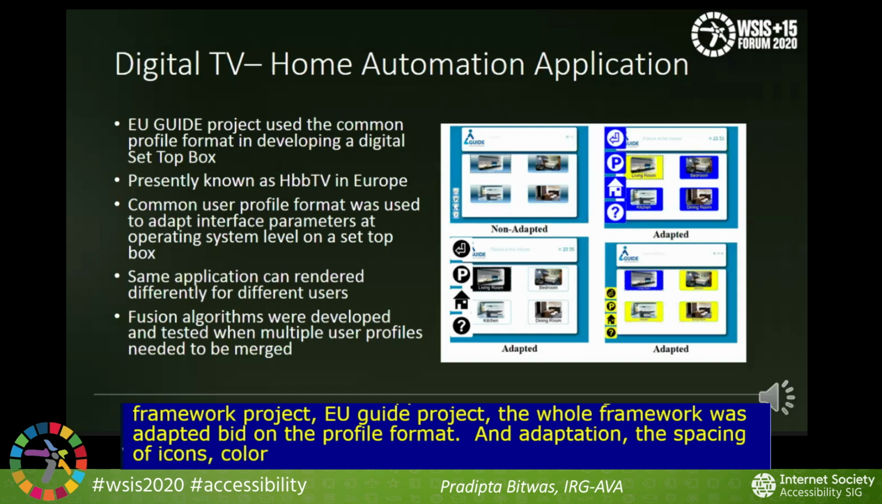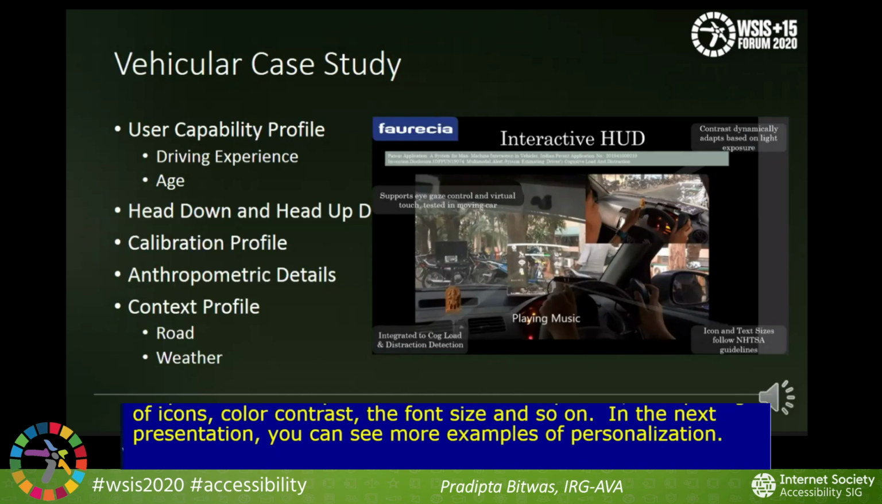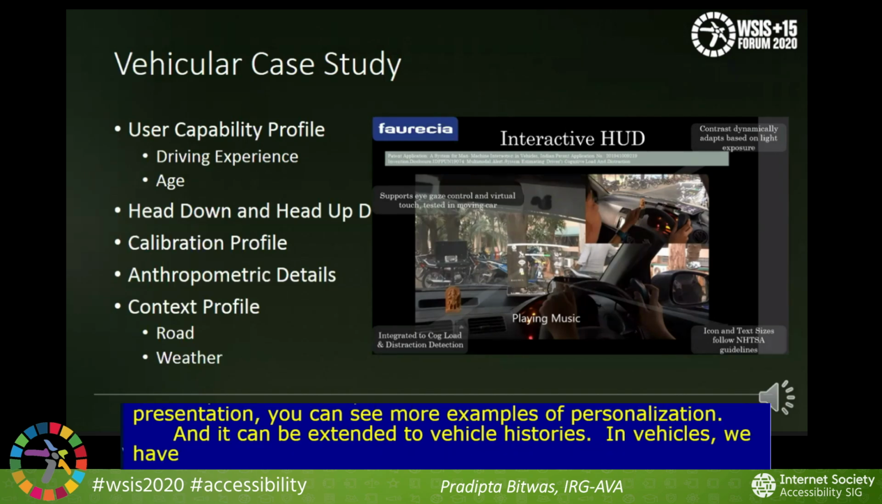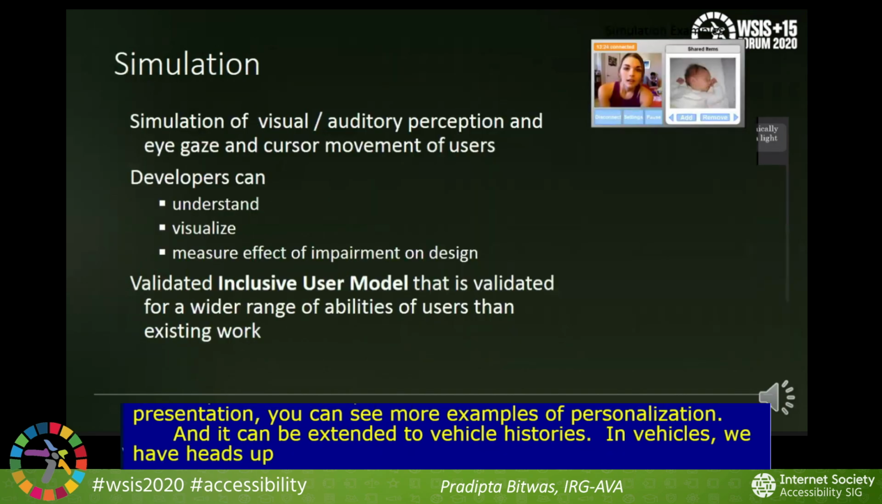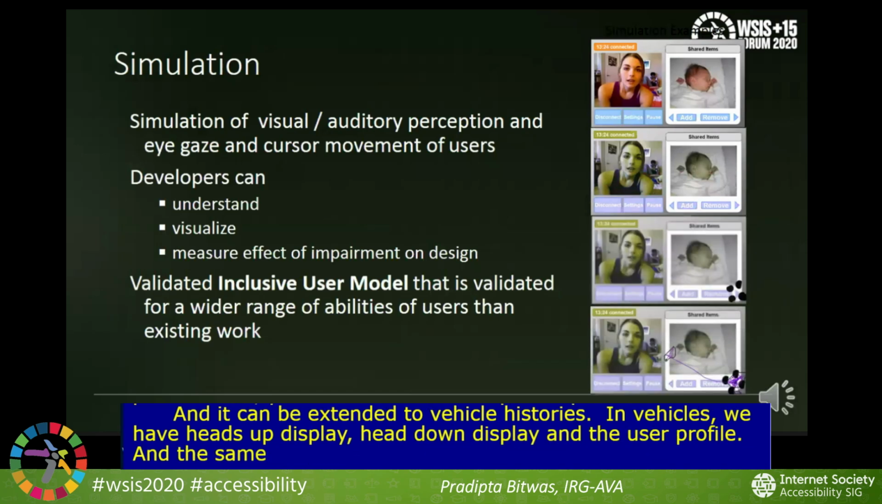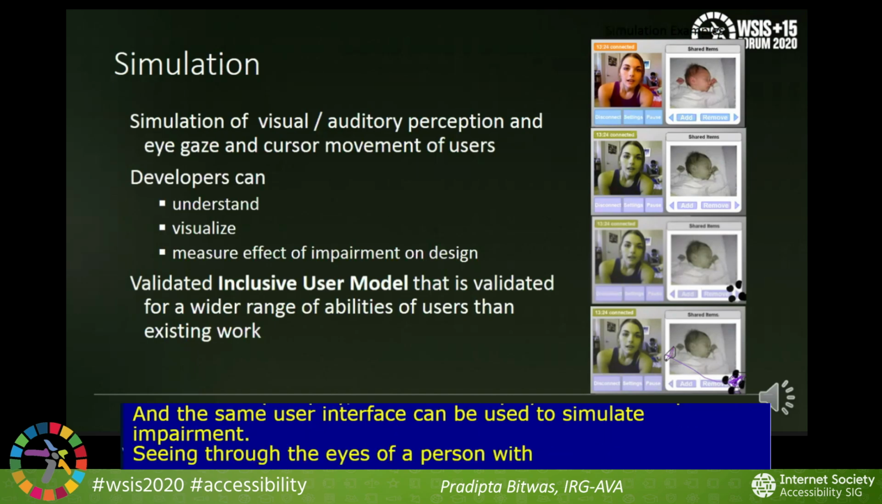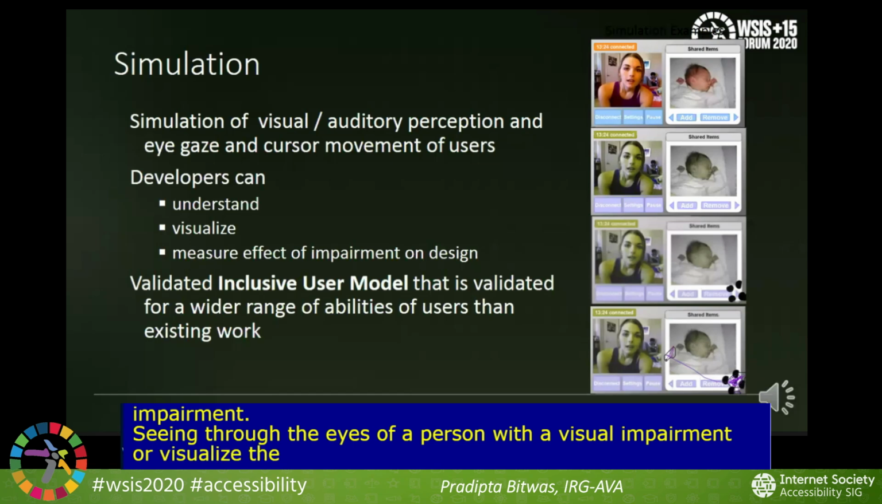In the next presentation, you can see more examples of personalization. It can also be extended to vehicular case studies, because in a vehicle we have multiple displays like head-up display and head-down display, and there is a provision for storing the user profile. The same user interface can be used to simulate impairment. That means seeing through the eyes of a person who has visual impairment, or visualizing the cursor movement or hand movement pattern of a person with different types of motor impairment.